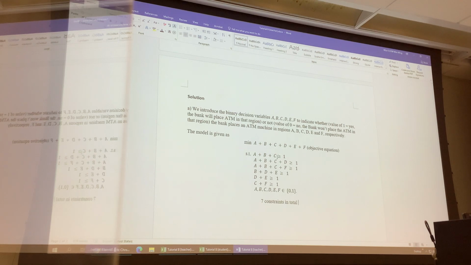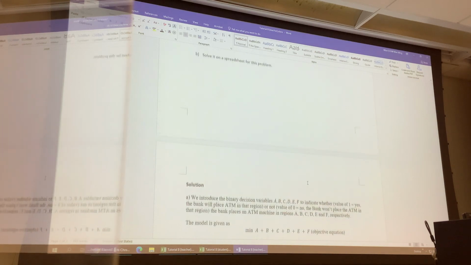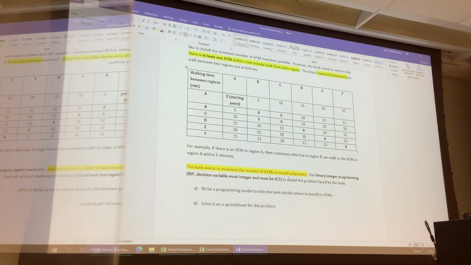So as you can see, the first 6 constraints are from the table above here, the walking time table.